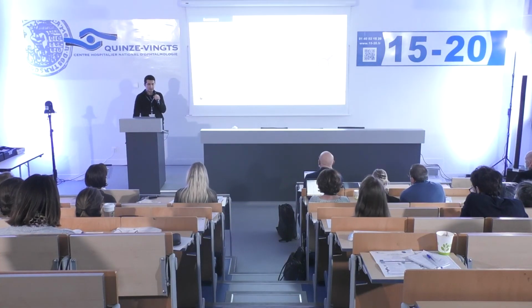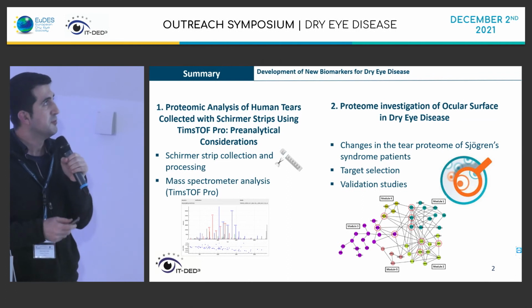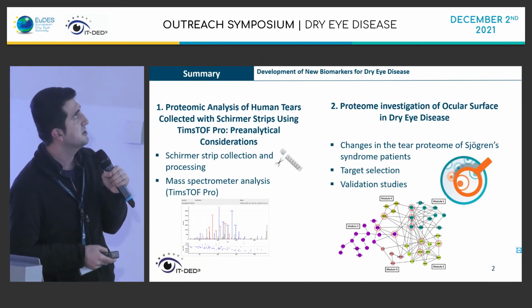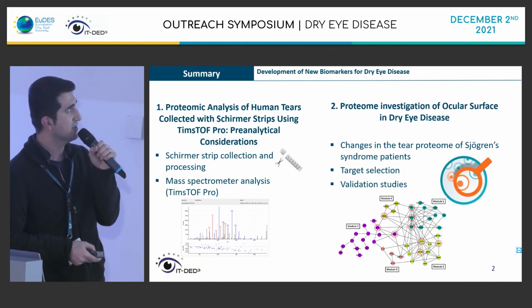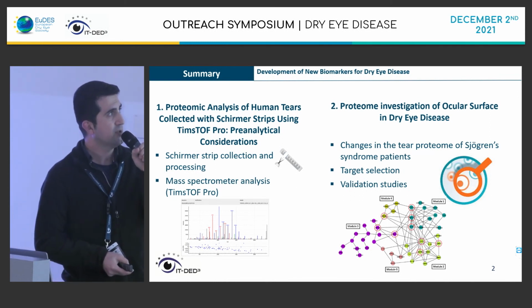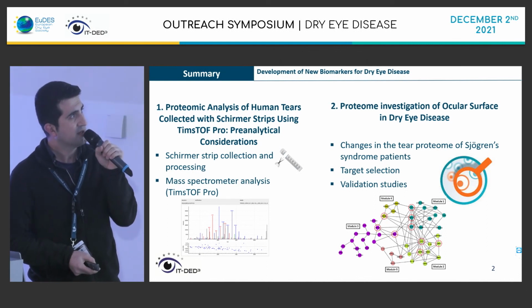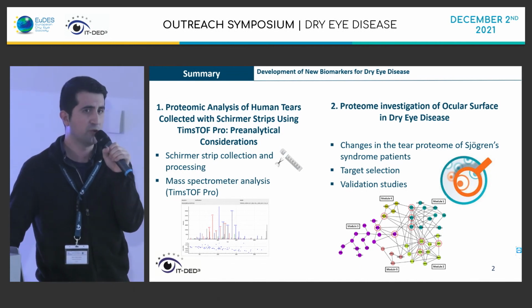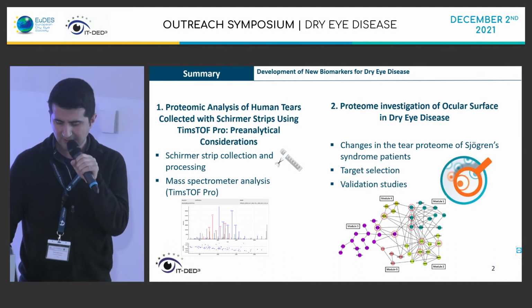So my project is development of biomarkers for dry eye disease, and my presentation will be divided into 2 parts. In the first part I will mention my study with proteomic analysis of human tears, for which I used Schirmer strips and mass spectrometry technology. And in the second part, I will give my preliminary results with dry eye patients, with whom we also conducted another proteomic study.